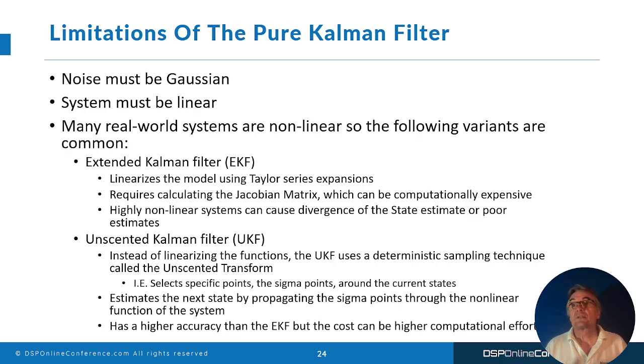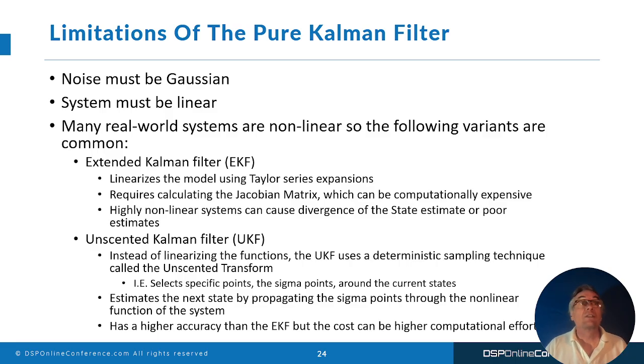The noise must be Gaussian, otherwise you're not going to get a very good estimate of the covariance matrices. The system must be linear. I mentioned that earlier. So what happens, or what algorithms can you use if the real-world systems are nonlinear? Well, the following variants are very common. The extended Kalman filter, EKF, and the unscented Kalman filter, the UKF.